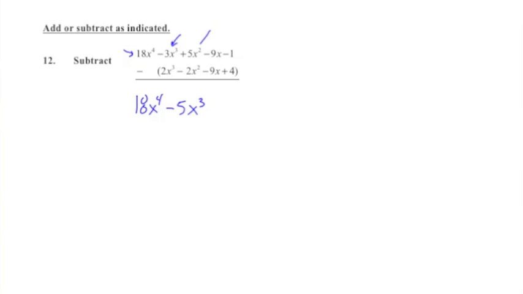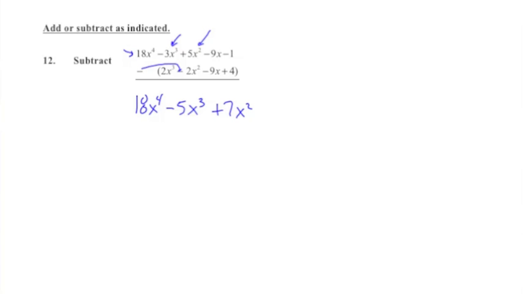Now we'll take a look at the squared terms. So I have a positive 5x squared, and notice here I'm going to distribute this negative, or subtract a negative 2x squared. Well, that's a double negative. Minus a negative is the same thing as plus a positive. So I'm going to think of this as 5x squared plus 2x squared. So 5x squared plus 2x squared is going to give me a positive 7x squared.